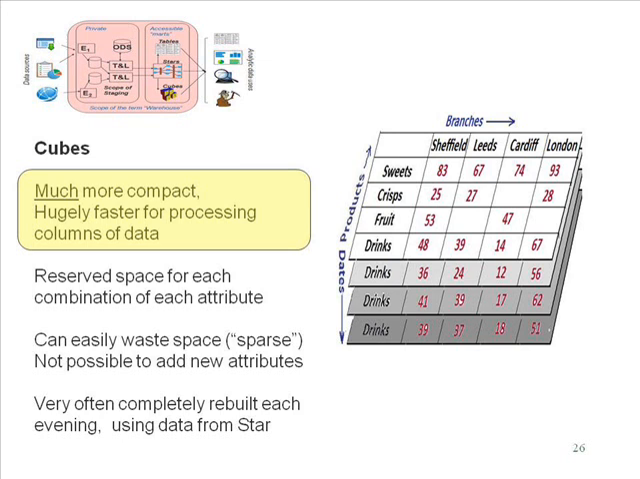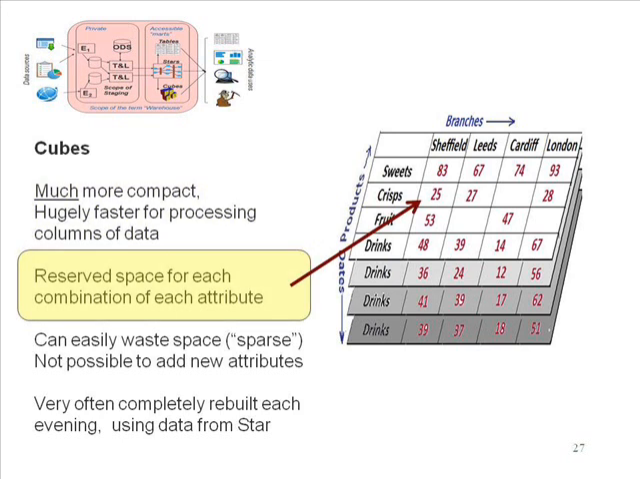Cubes are much more compact because, by and large, they are storing just the numeric metric values and not pointers to all the different dimensions. The position of the metric within the cube is what indicates which branch, which product, which date it belongs to. And in recent years, there's been great advances in the technologies for in-memory databases, giving the possibility of processing columns of data very, very quickly.